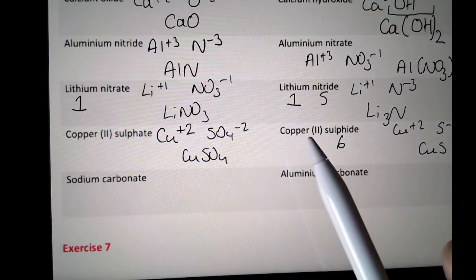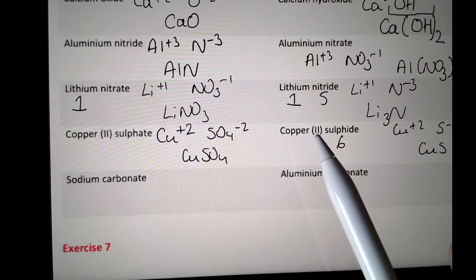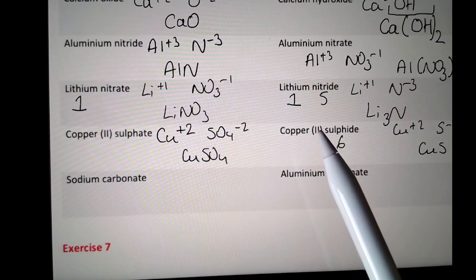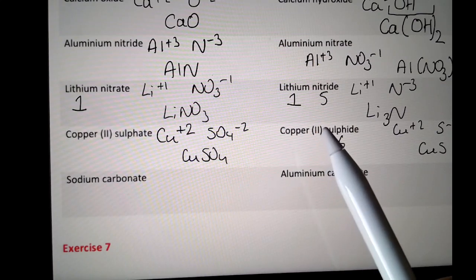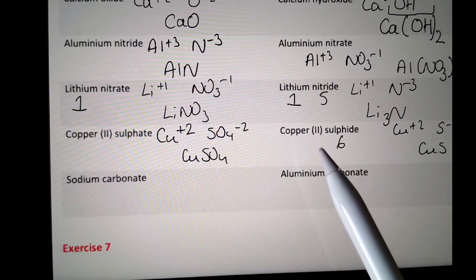Important with transition metals to pay attention to the Roman numerals. Sometimes copper has a +1 charge. If it did, it would have a 1 in Roman numerals and not a 2. So just look at the number and it will always be positive because it's a metal.